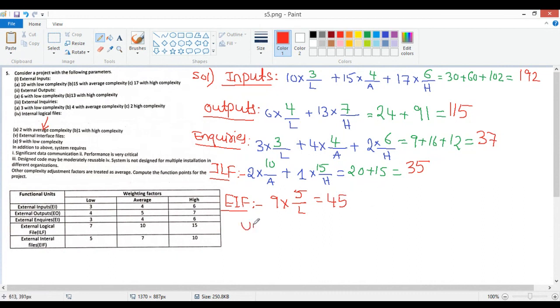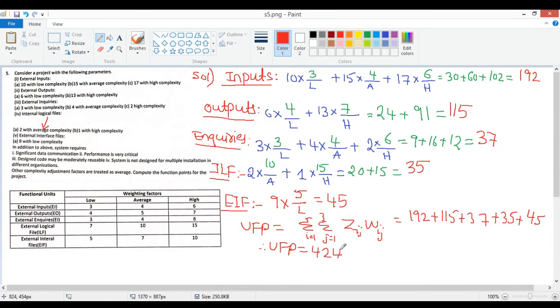So what is UFP, the unadjusted function point? We know that for all rows 1 to 5, for all columns 1 to 3, the sum of Zij times Wij, weight. The columns we have already multiplied here. So this is nothing but 192 plus 115 plus 37 plus 35 plus 45. Let us use a calculator. For me it's giving 424. You can use a calculator and verify the results. Therefore UFP is equal to 424.